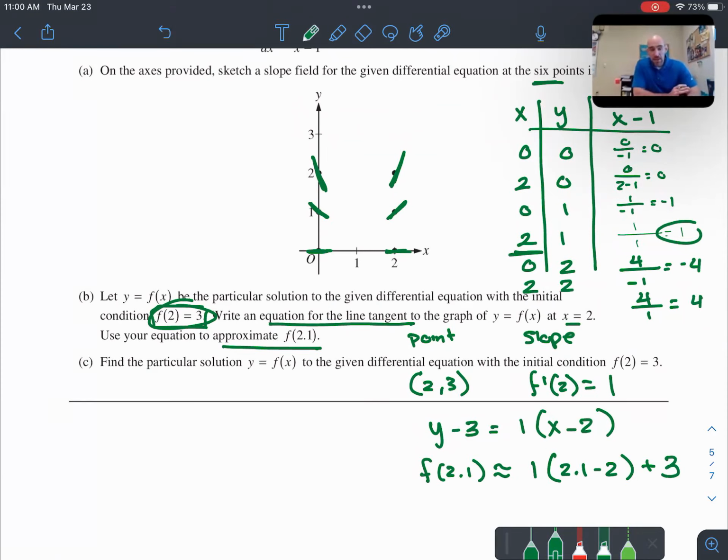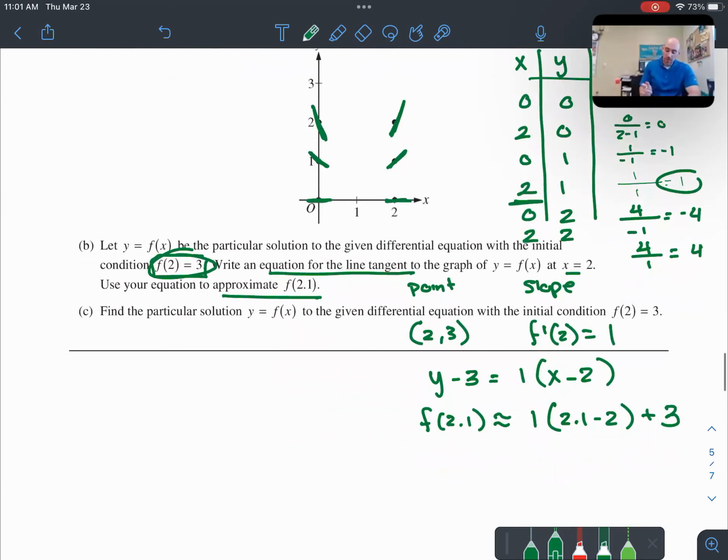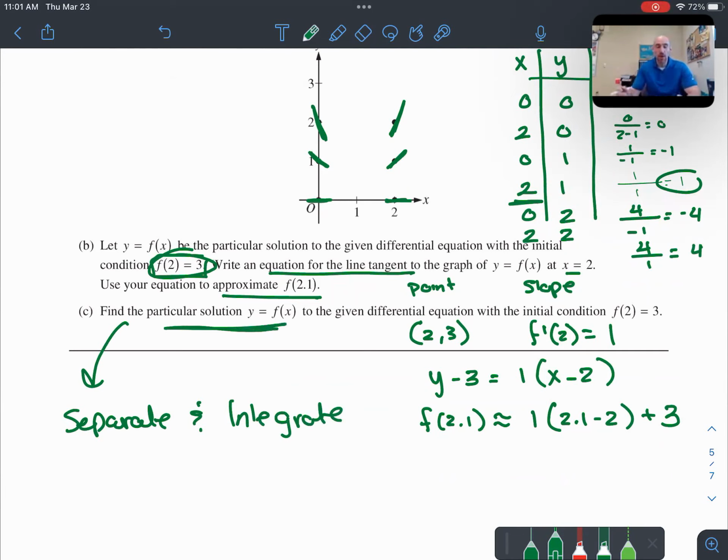So right there, this is probably 4 of our points already. And we haven't done anything that we haven't been doing all year long. So the last piece of this, which is our big point value, usually about 5 points, is find a particular solution, y equals f of x, to the differential equation with the initial condition f of 2. This is our big separate and integrate. All right, so they want a particular solution, y equals f of x, which also means we need to make it y equals.